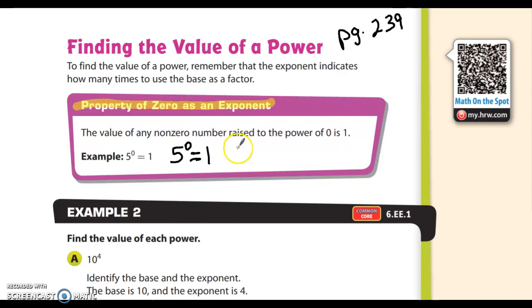That's true for any non-zero number. For example, let's say I had a larger number like 16. 16 to the 0 power is equal to 1. How about 1 to the 0 power? 1 to the 0 power is 1. So whatever number we have, 5 or 16 or 1, if it gets raised to the 0 power, the answer is 1. I want you to pay attention to this because this will be featured on a quiz. Okay, let's move on.